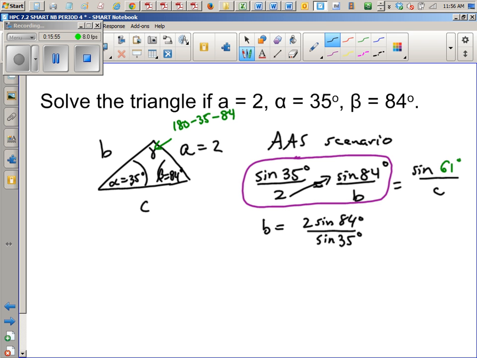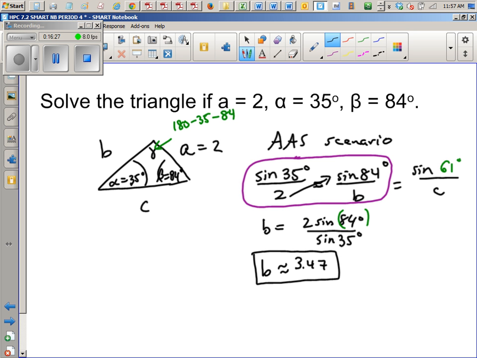Be careful when you're typing this. You need to close the parentheses, especially on that 84. Okay, so let's see what B is. That's one of our 3 unknowns, B. And it's a side, so we need the nearest hundredth. What is it? 3.47. There it is. Okay?